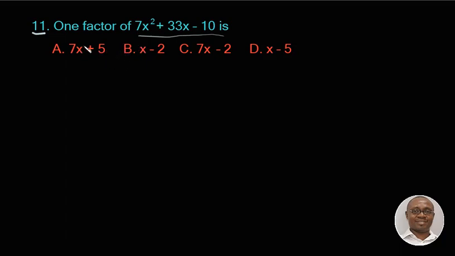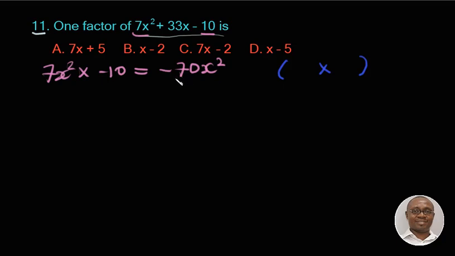Okay, good. So the first thing we'll do is to find the product of the first and the last term, which is 7x² times −10, and this will give us −70x². And the next thing is to find two terms that if we multiply them together we arrive at this, and if we add them together we arrive at the second term, 33x.